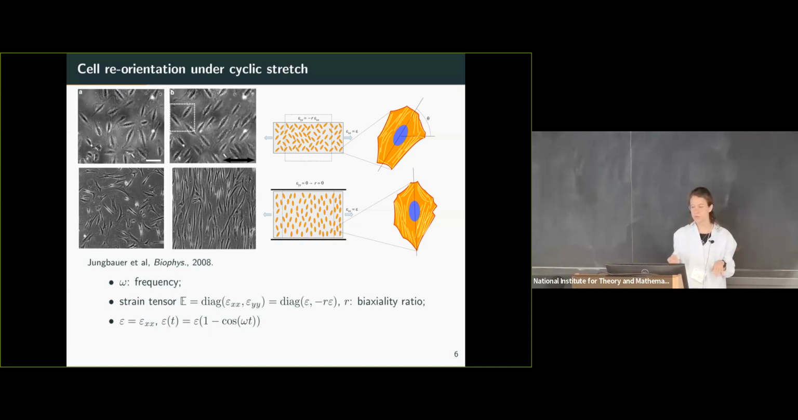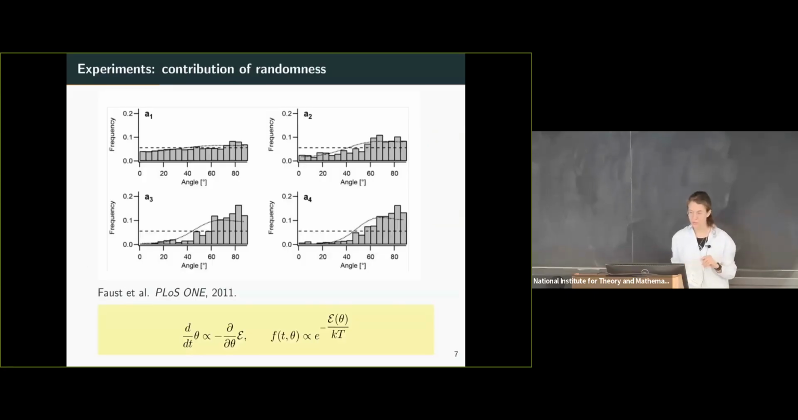So if there's no frequency, nothing happens actually. If you just do it once, they stay there. So you must keep on stretching, like the heart, essentially. Yeah, sorry, I was not clear.